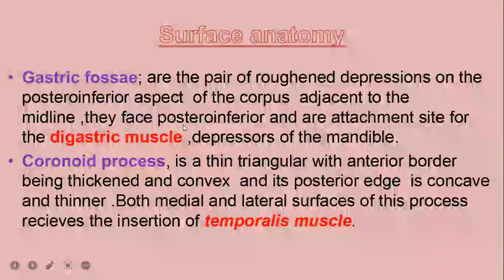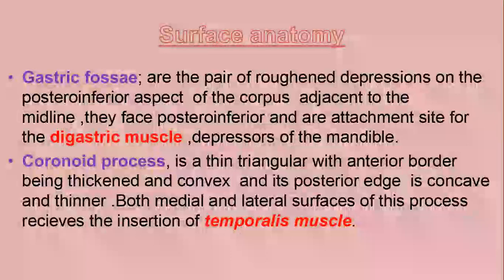The digastric fossae are a pair of roughened depressions on the posterior inferior aspect of the corpus adjacent to the midline. They are attachment sites for the digastric muscle, which is a depressor of the mandible.